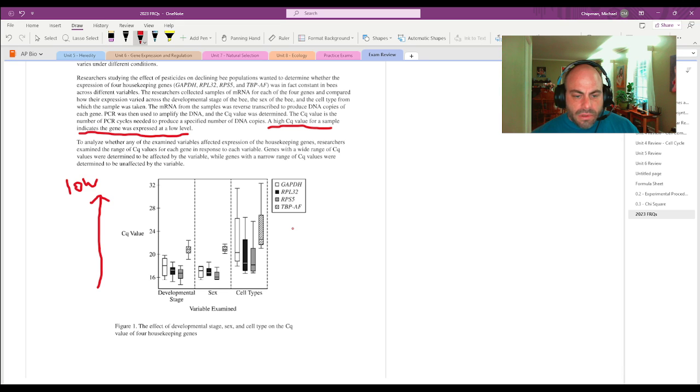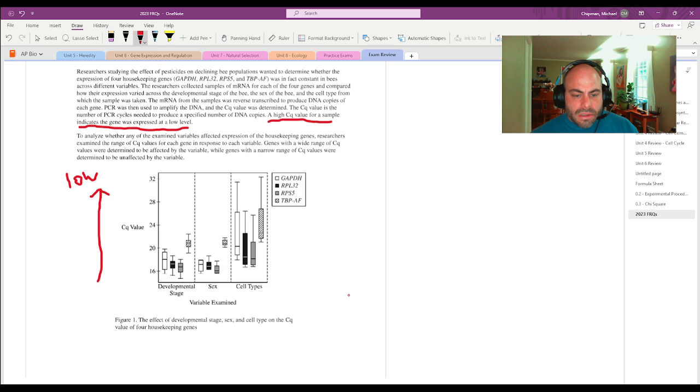It's literally asking you for the lowest value. So you have to know what these little things are, I guess. And these are called box and whisker plots. And the little middle line is the median. That's pretty much all you need to know.